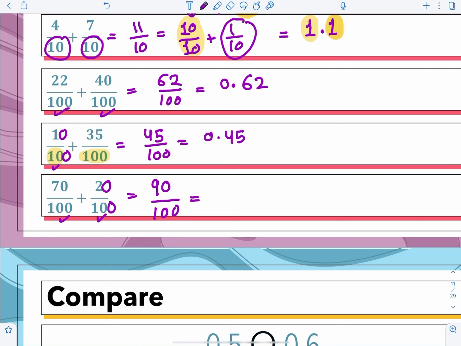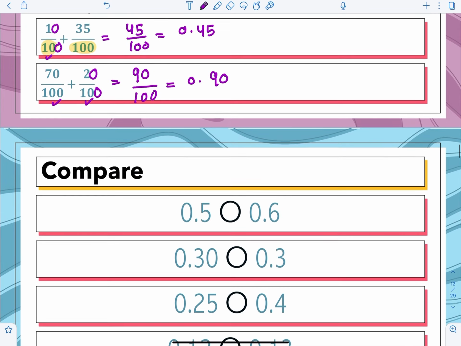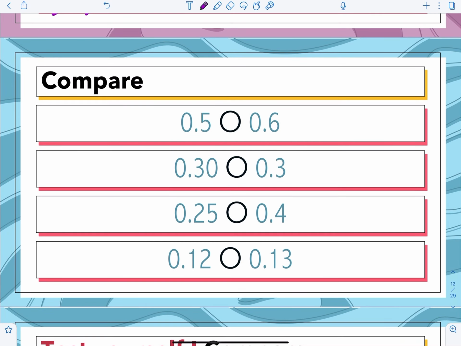So 90 over 100 is 0.90, which is 90 hundredths. Okay? Now we just have the last idea in the lesson, or in the chapter actually, which is about comparing. Let's compare the numbers. How can I compare decimal numbers?